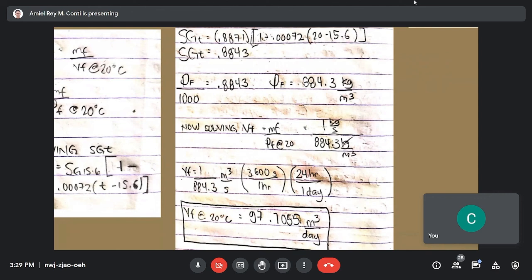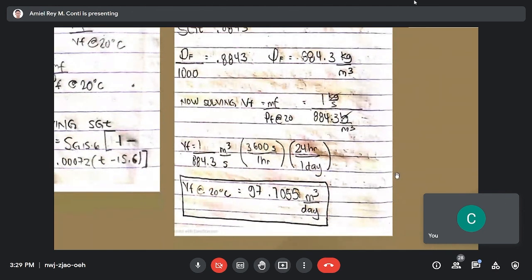So going back, dahil yung unit ng volume natin is naka-second, and ang hinahanap is volume ng day tank, which is 24 hours, kailangan natin i-convert yung seconds into days. Now, by calculation, makakakuha tayo ng volume ng fuel at 20 degrees Celsius na ang value niya is 97.7055 meter cube per day. Yan na ngayon yung sagot sa problem na gaano kalaki yung day tank na kailangan para tumagal ng 24 hours na nagko-consume ng fuel at 20 degrees Celsius.